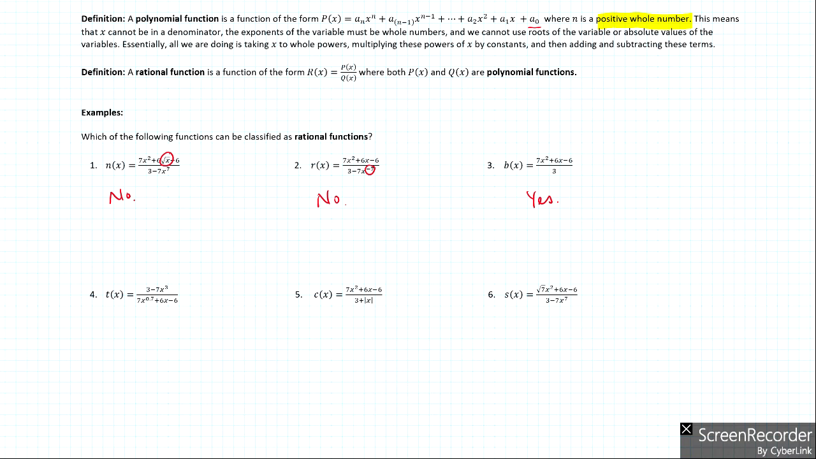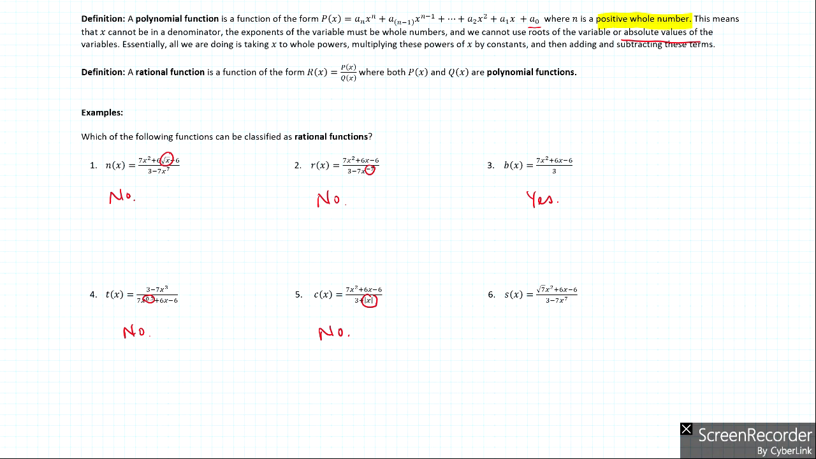Looking at number 4, the top, again, we can check it is a polynomial function, but we should notice that we have x to a 0.7 power, which is not a whole number power, so this is not a rational function. Now for number 5, one thing that should jump out right away is the absolute value of x. We specifically said x cannot be in an absolute value, and that's where we identified that. So this is not a rational function.